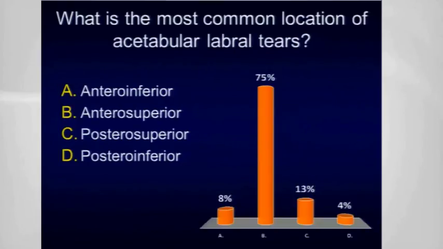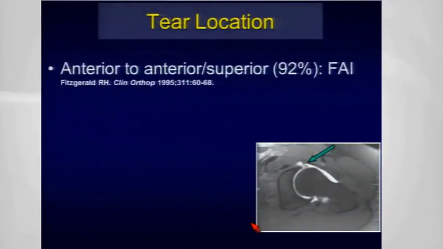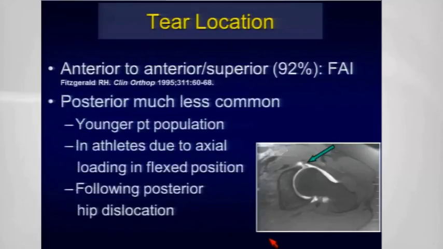Very good. So the majority of you said 75% that the tears occur anterior-superior, and that is correct. As we already said, the reason that these tears commonly occur here is that this is also where there are changes commonly seen with femoroacetabular impingement. Now, posterior tears do occur.